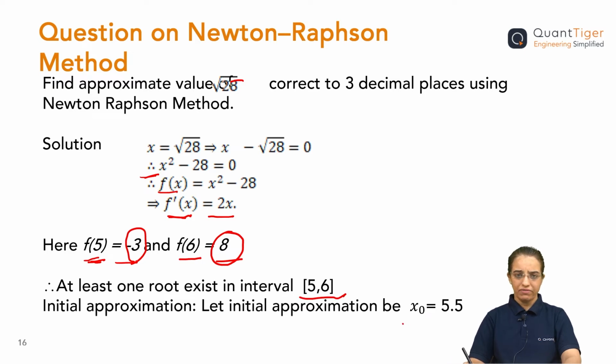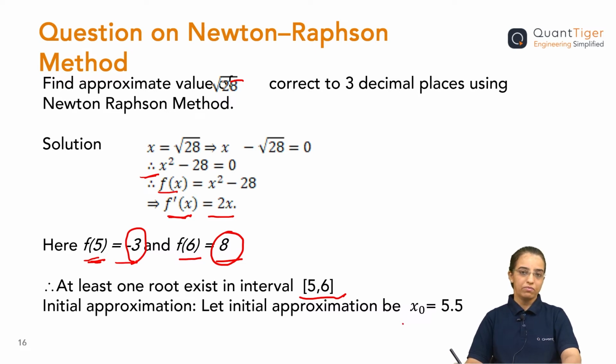Before that, if I keep trying the numbers, if I replace x with 1, 2, 3, 4, then the change of sign will not occur. So that's the reason we have not taken that range. Okay, now we know the range, 5 to 6.